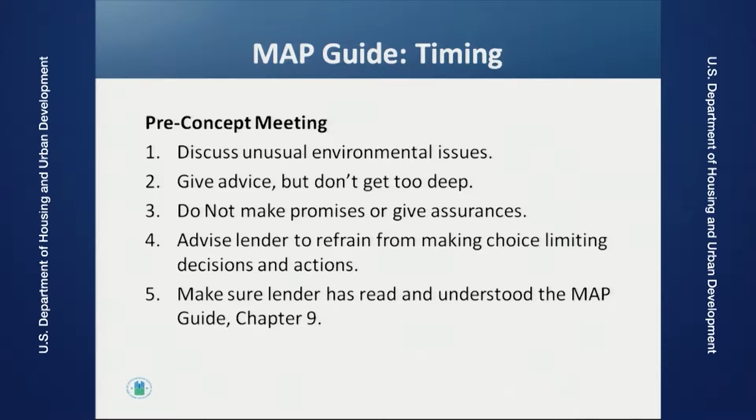Again, I would take this time to advise the lender to refrain from making choice-limiting decisions and actions. This could be 3 to 6 months before the application actually comes in. So that would be a good time to talk about and give advice to the lender. Make sure that the lender has read and understood the MAP Guide Chapter 9. I swear it's surprising how many times they ask rudimentary questions and they're just really looking for a go-to person. The answers are in the MAP Guide. Most of the lenders are very conversant in it. They know it as well as we do, but again, they have some underwriter trainees. And our job is to analyze, not to train their people.